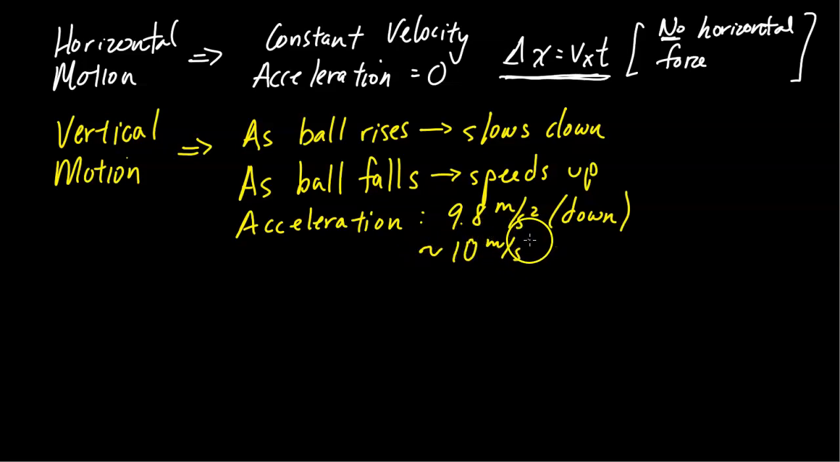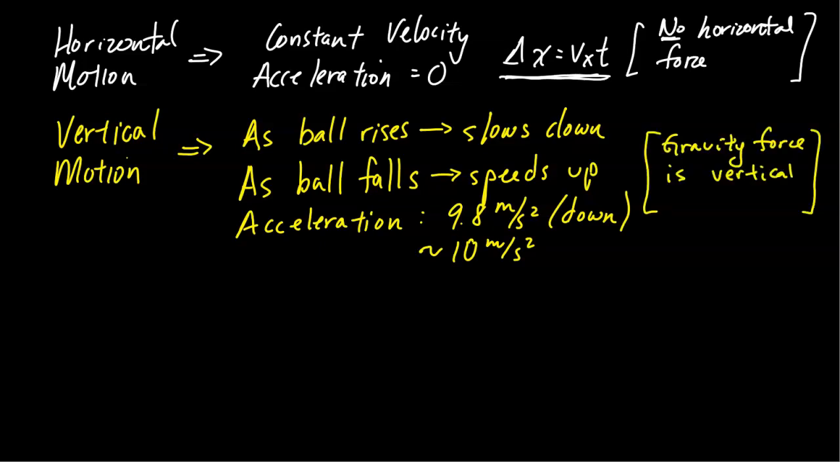Later on, when we solve some problems, we're just going to use the estimate number of 10 meters per second squared. It just is a lot easier to calculate. And once again, the reason that vertically it has an acceleration is because it has a gravity force, which is in the vertical dimension, specifically down. Because there is a gravity force, therefore we have an acceleration.